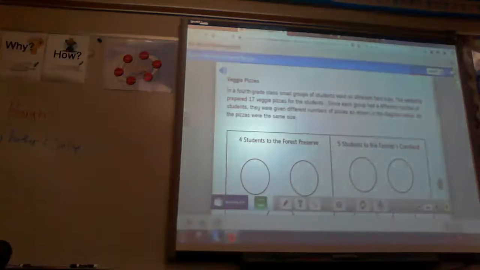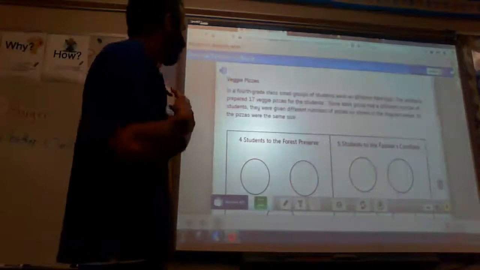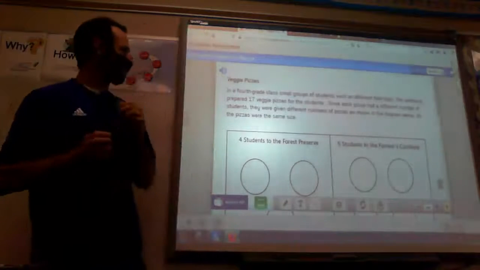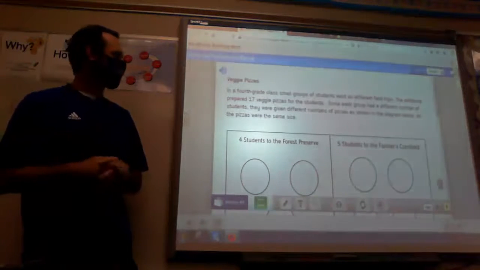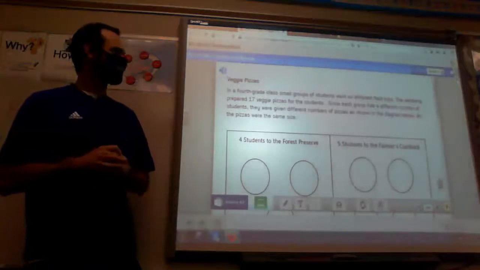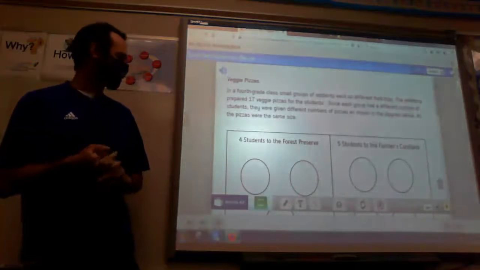So yesterday we worked on this individually. I gave some help, I didn't give a whole ton of help. And the idea behind it was we're comparing fractions was the skill. But the scenario was there's a 4th grade class and they went to some different field trips in small groups.